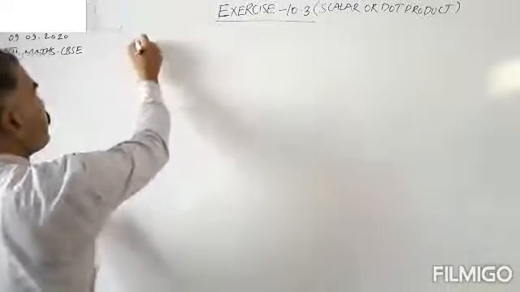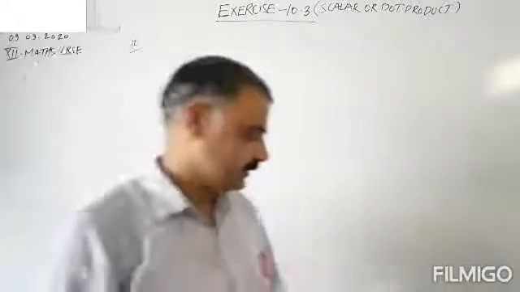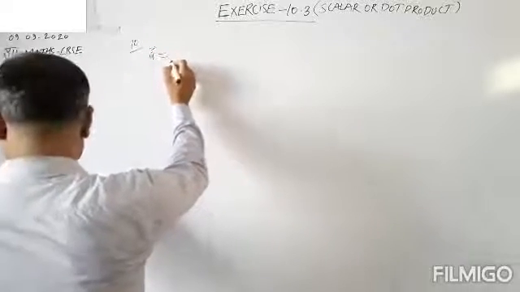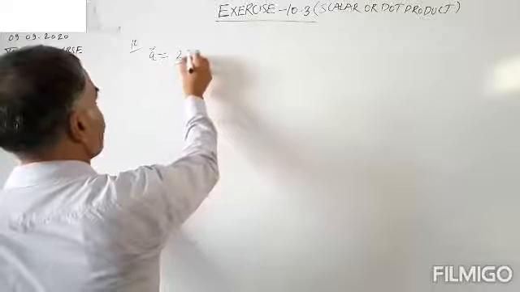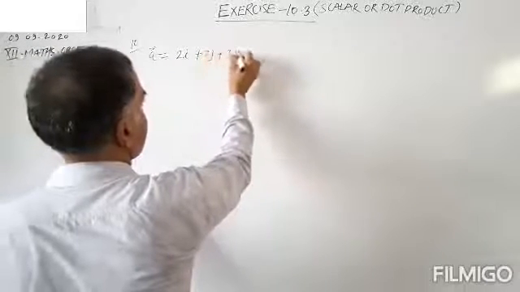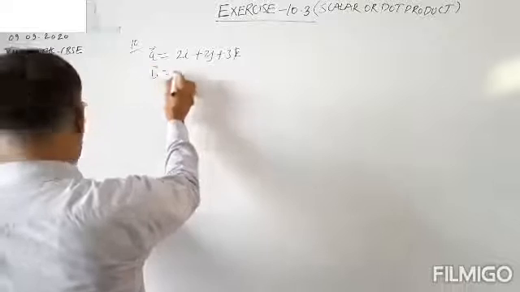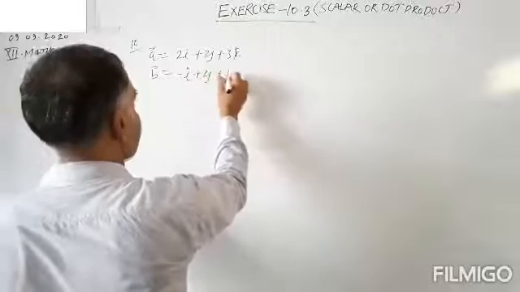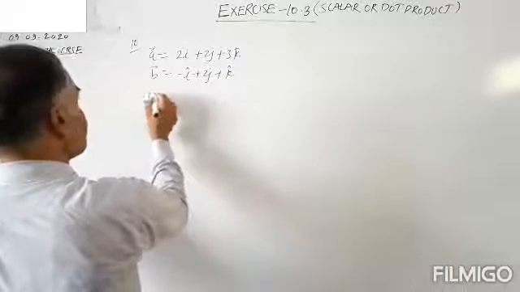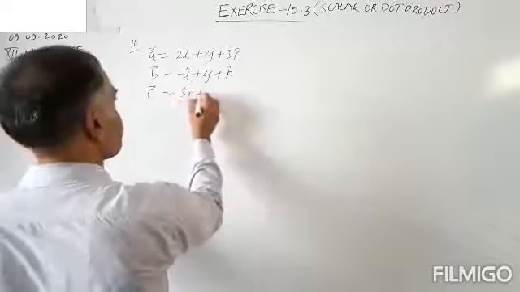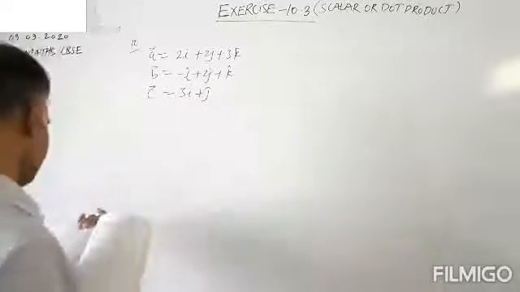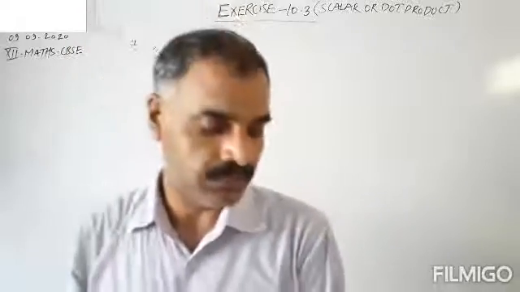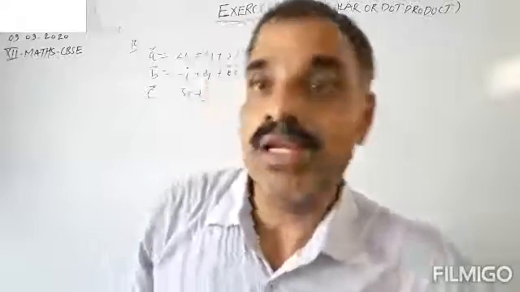Question number 10 of exercise 10.3. A vector is given as 2i cap plus 2j cap plus 3k cap. B vector is given as minus i cap plus 2j cap plus k cap. And C vector is given as 3i cap plus j cap. Now it is also given that A vector plus lambda B vector is perpendicular to C vector. Find the value of lambda.